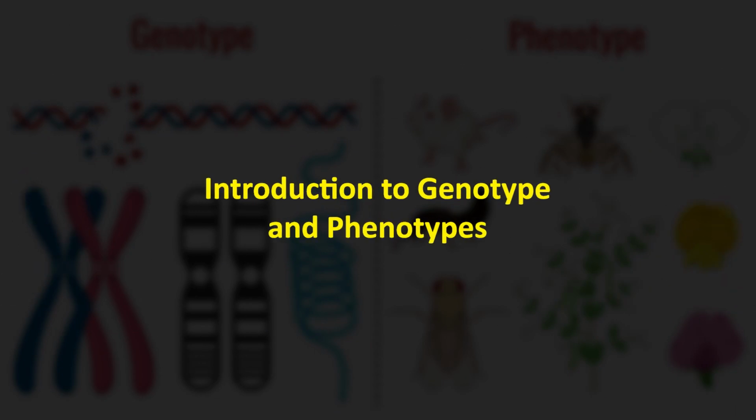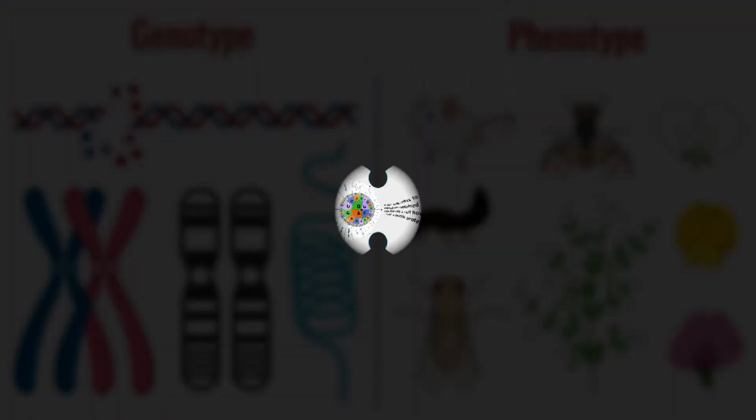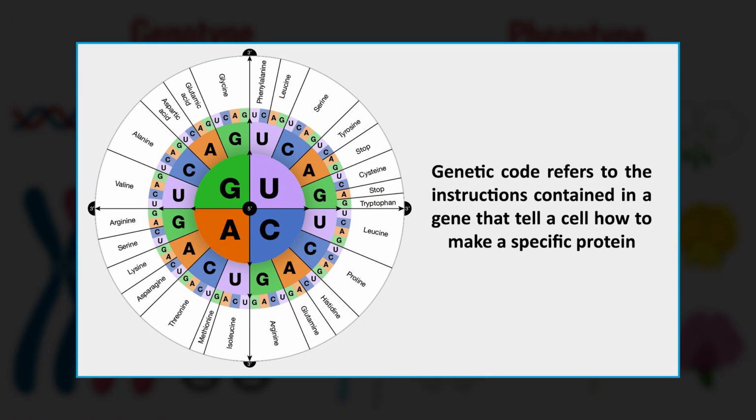Dear students, let's first start with the introduction of genotype and phenotypes. Genetic code is responsible for your traits or characteristics. Your genotype is your genetic code of your cells. Genetic code refers to the instructions contained in the gene that tells a cell how to make a specific protein.